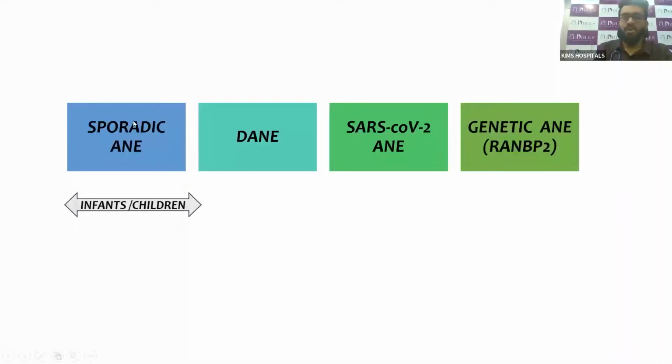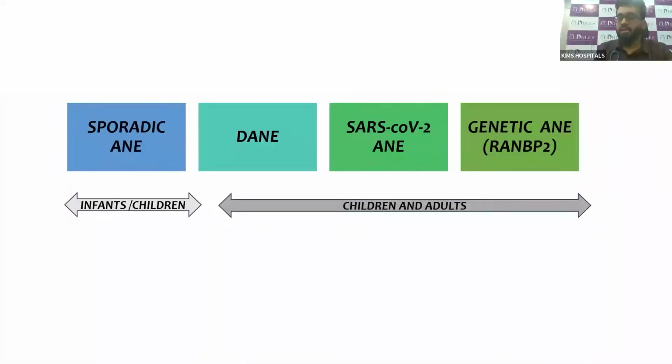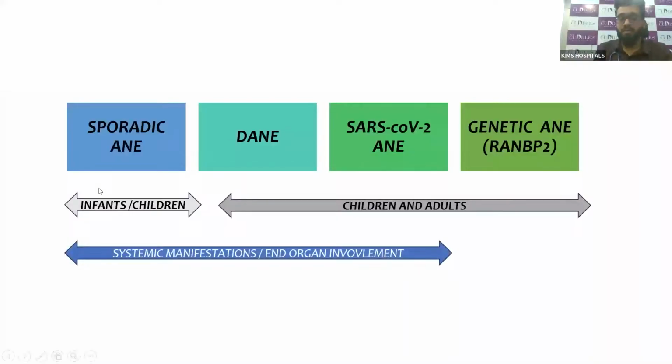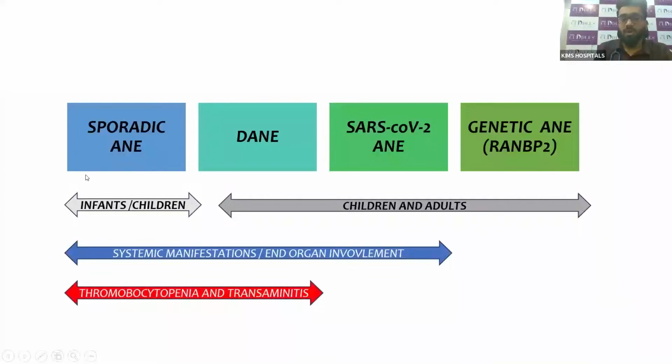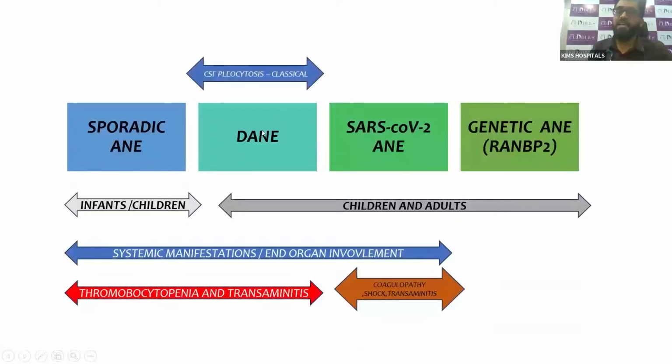So what are the differences? The sporadic ANE is typically seen in infants and children. That's why it's called ANEC, that is acute necrotizing encephalopathy of childhood. Whereas DANE, COVID, and genetic ANE can happen in children as well as adults. We see systemic manifestations are very predominant in the first three, whereas the genetic variant does not have systemic manifestations. In the sporadic and the DANE, you have a lot of thrombocytopenia and transaminitis when compared to SARS-CoV ANE, where you have a lot of coagulopathy, shock, and transaminitis. And as I said, DANE is a variant exception wherein the infection and immune system activation are happening simultaneously. That's why this is the only variant of ANE wherein you have pleocytosis happening.